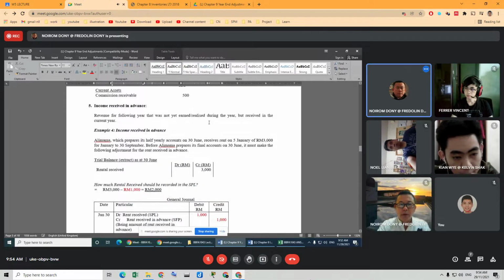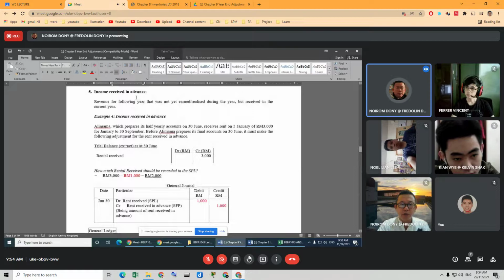Right. So the next thing is income received in advance. Income received in advance means revenue for the following year that was not yet earned or not yet realized during the year, but received in the current year. So this is in advance. Not been earned, not been realized, but we already received it. So if we receive it, it means we have recorded it.